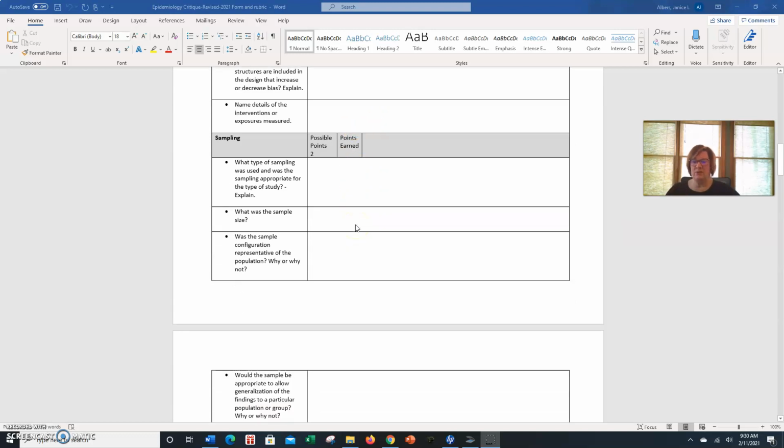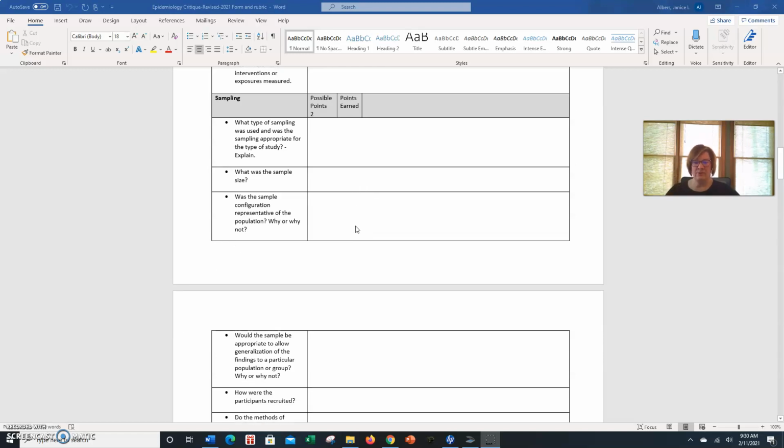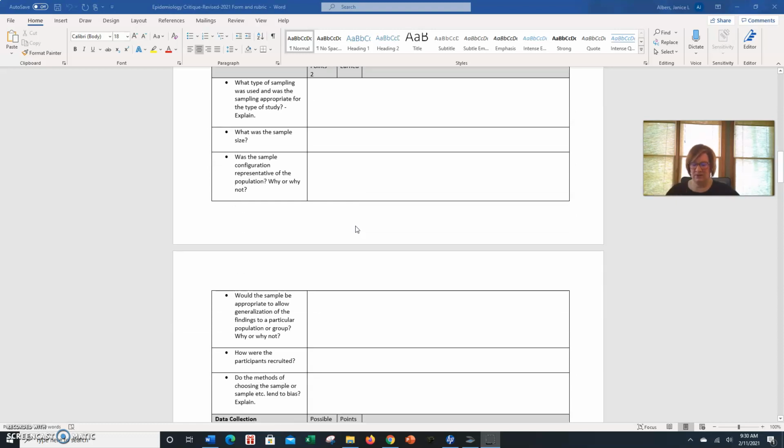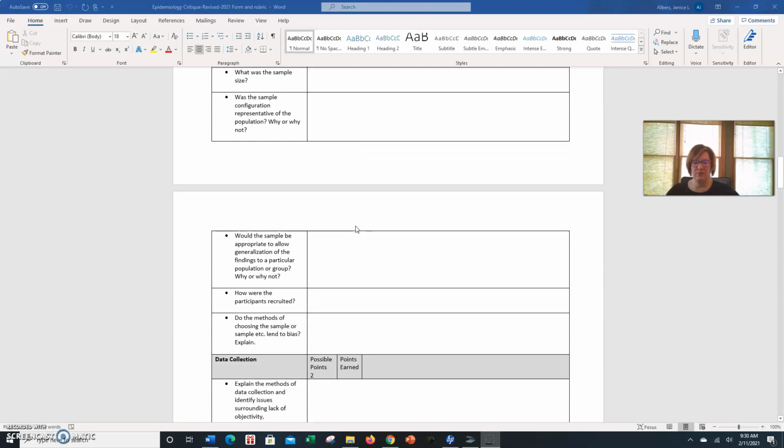When we get into sampling, what was the type of sampling used? Was it appropriate? Ask all these questions and explain your rationale. What was the sample size? What was the configuration? How did they gather their samples? All of those questions that we've learned so far, those are the questions to ask. And is it appropriate for this particular study?